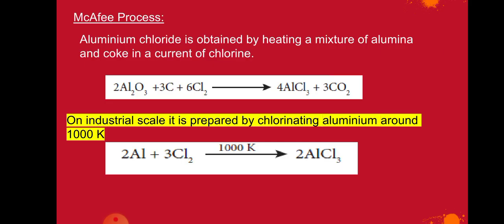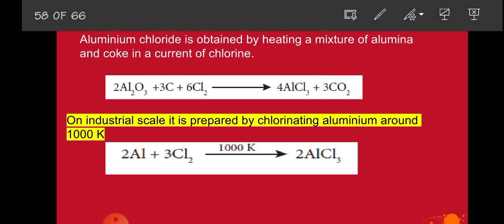Okay, so the McAfee process is also one of the processes to prepare aluminum chloride. It is obtained by heating a mixture of alumina and coke in a current of chlorine. So we are adding aluminum oxide. Aluminum oxide is reacting with the carbon as well as chlorine, right? The aluminum will join with chlorine, so it will form aluminum chloride.